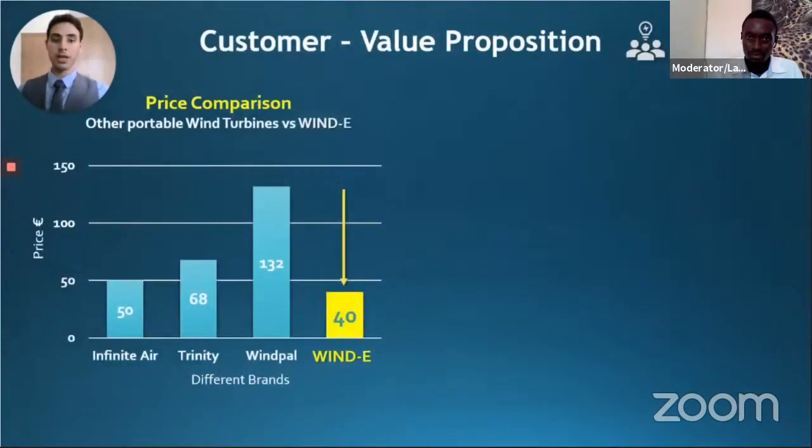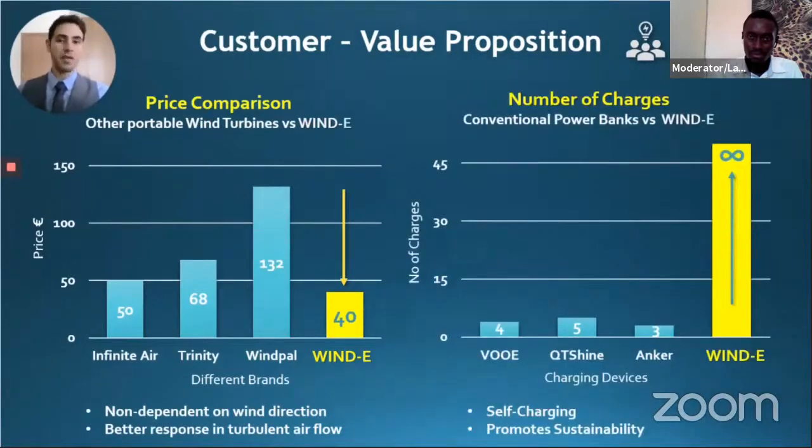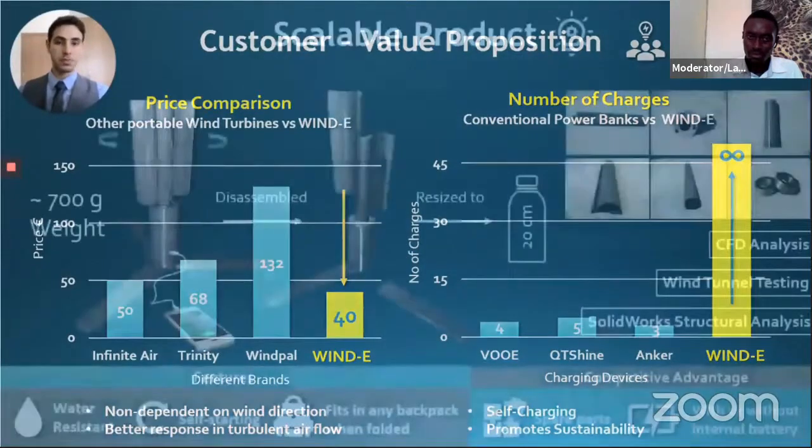On the third chart here, you see the price comparison of Windy versus other portable wind turbine brands. Not only is Windy the most financially approachable device, but as opposed to the other brands, it is non-dependent on wind direction, and it has a better response in turbulent airflows. The second chart shows the unlimited amount of charges Windy offers compared to the most commonly used power banks, because it is a self-charging machine that promotes sustainability too.